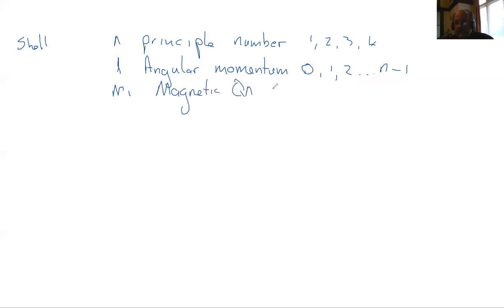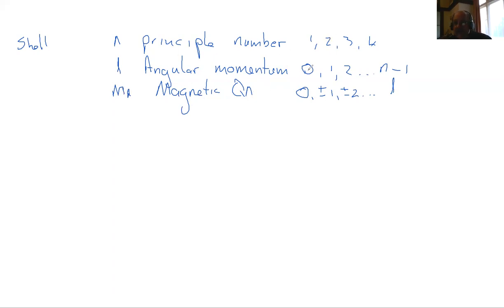And this one, m_l, can have values of 0, plus or minus 1, plus or minus 2, and so on, up to the same number as l. So this can have any value. When n is equal to 1, l is equal to 0, and m_l can only be 0.